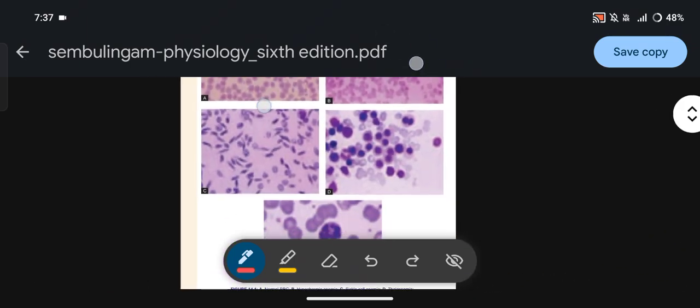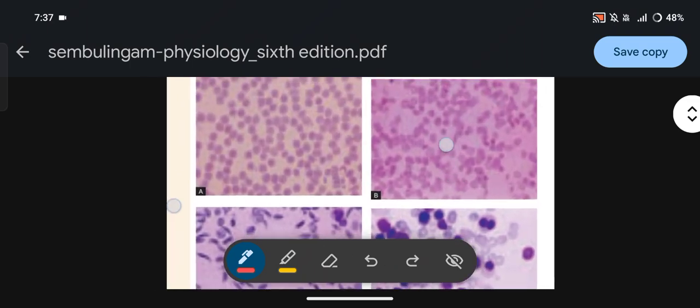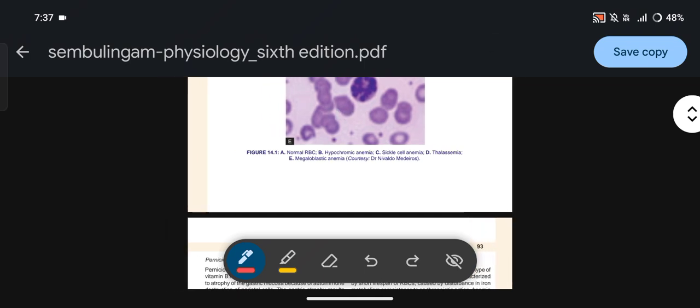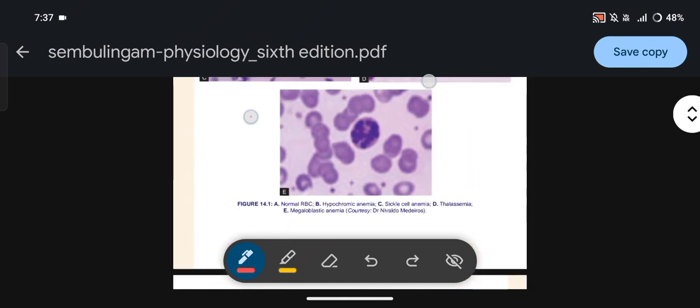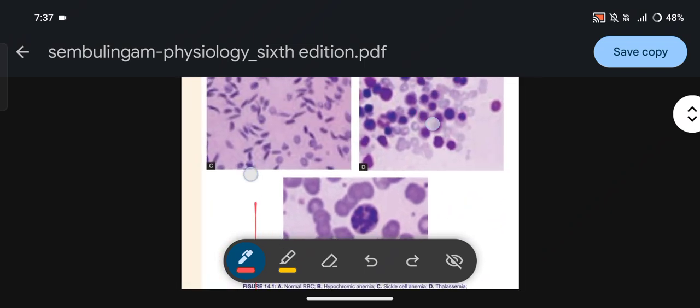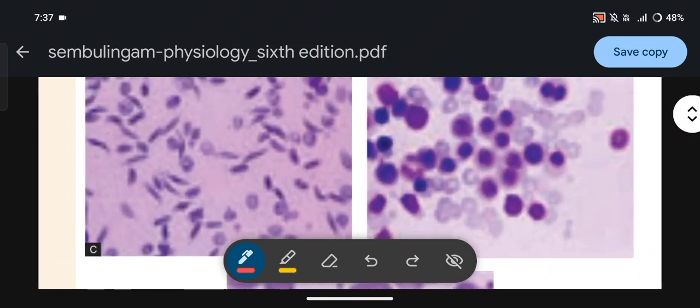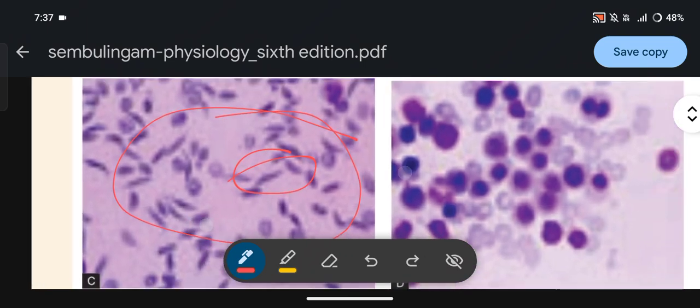You can see in the diagram clearly. This is the diagram of sickle cell anemia. The RBC shapes are not in normal condition. You can see that.